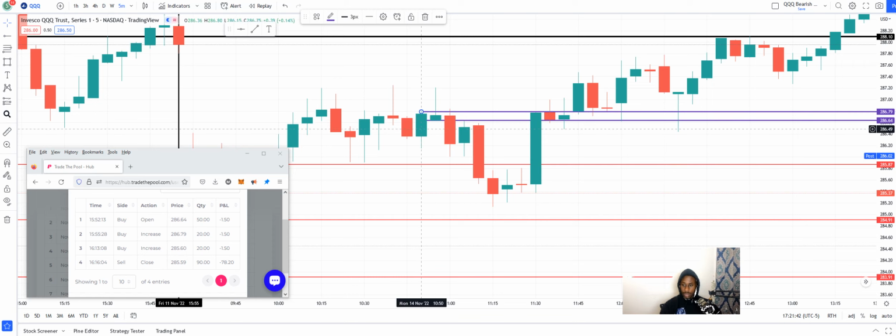And then 28579. But that was on this candle. 28679 was on the 1055 candle, and then I had another increase at 1113, so we're gonna look for 1113 here.